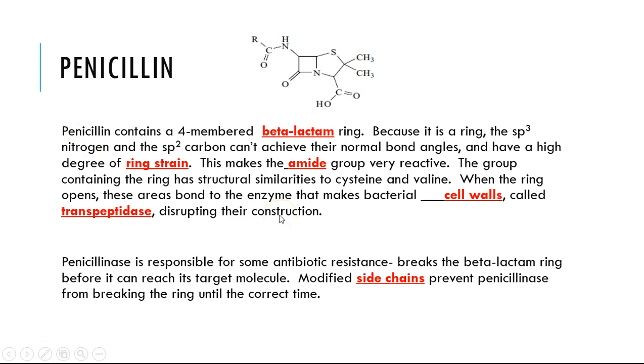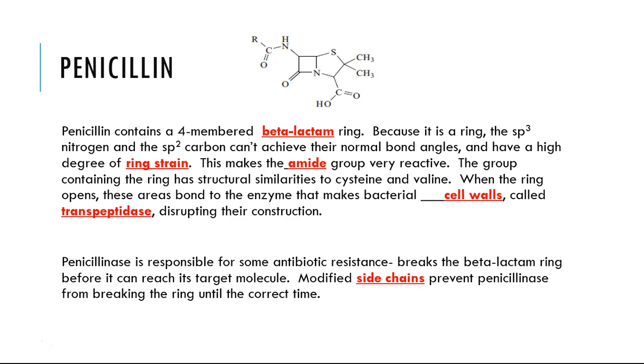So what this causes is what's called ring strain. So they're being compressed to sort of an unnatural bond angle, so it's very reactive, and it's very easy to open that ring. So this makes the amide group here very reactive. And the group that contains the ring does have structural similarities to cysteine and valine. So when the ring opens, these areas bond to the enzyme that makes the bacterial cell walls, that enzyme is called transpeptidase, and disrupts their construction.